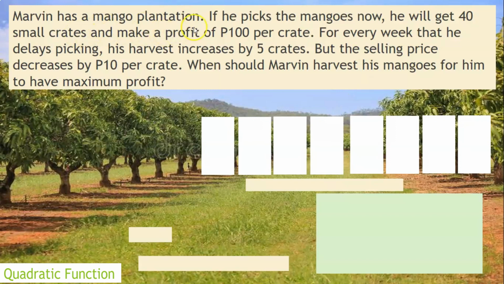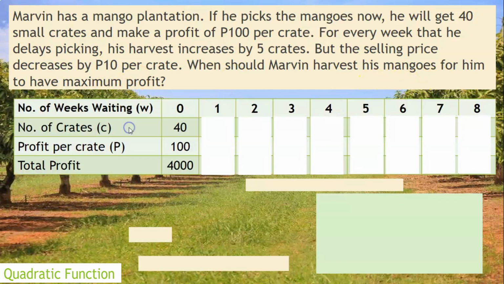Marvin has a mango plantation. If he picks the mangoes now, he will get 40 small crates and make a profit of 100 pesos per crate. For each week that he delays picking, his harvest increases by 5 crates, but the selling price decreases by 10 pesos per crate. When should Marvin harvest his mangoes for him to have maximum profit?